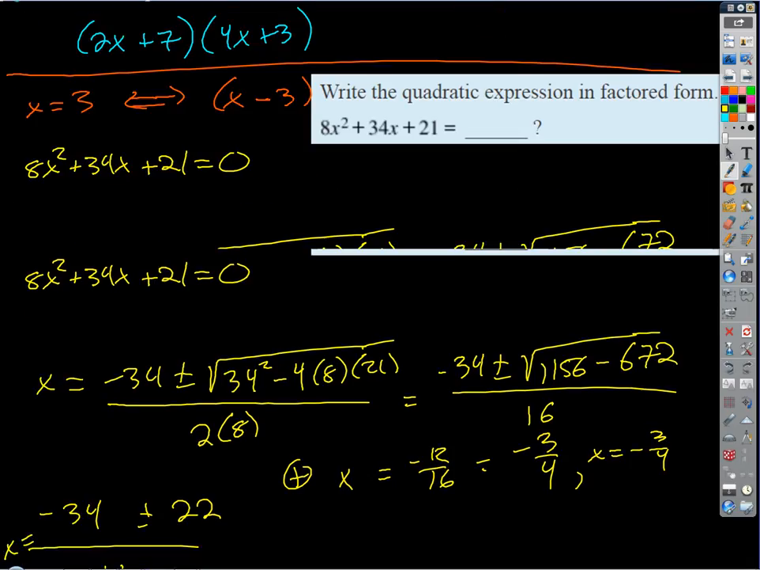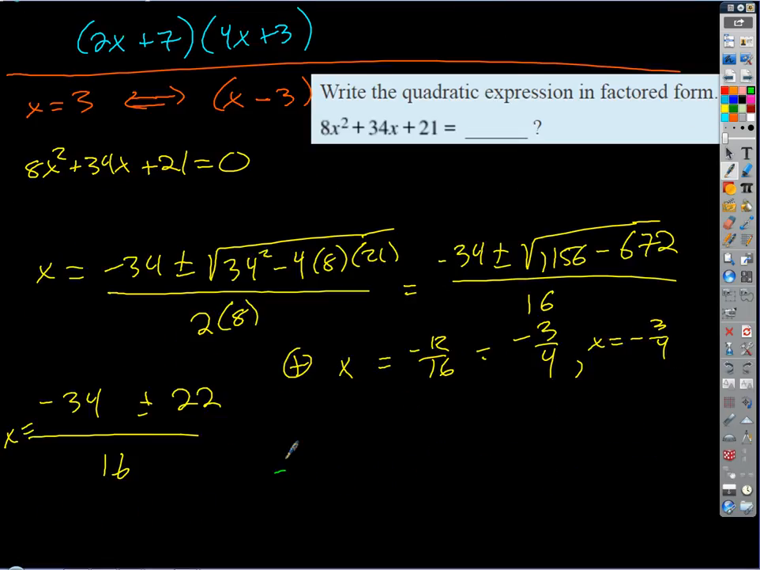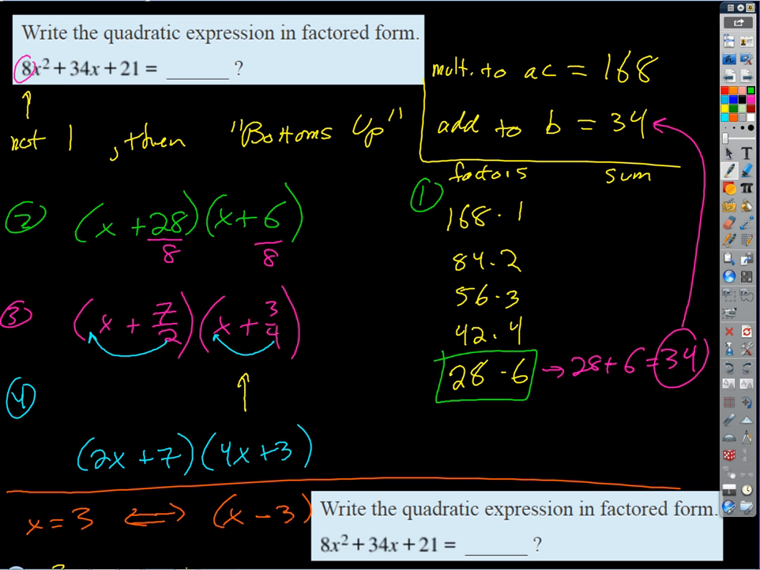What do you think we're going to get for the other one? Well, if we take the minus, I would get negative 34 minus 22 over 16, which is negative 56 over 16, which reduces to negative 7/2. Well, x minus negative 7/2 is x plus 7/2, right? And now I would just go bottoms up and I'm done, right?